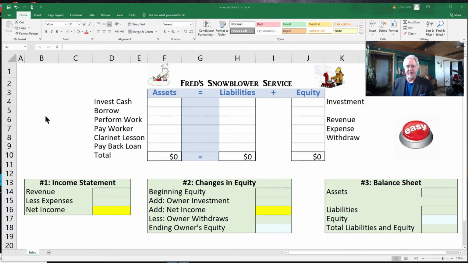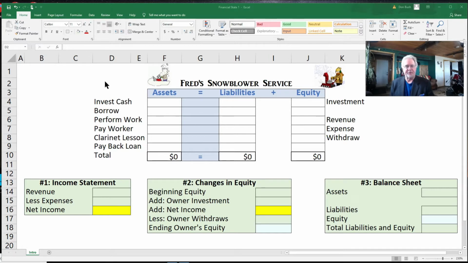So hang on. Today we're going to do financial statements for the very first time. And what I did is I boiled this down to its essence. I made it as simple as possible, so that way you'll get the general idea. So what we have to do first before we can do financial statements, we have to have some transactions. So here's what's going on.